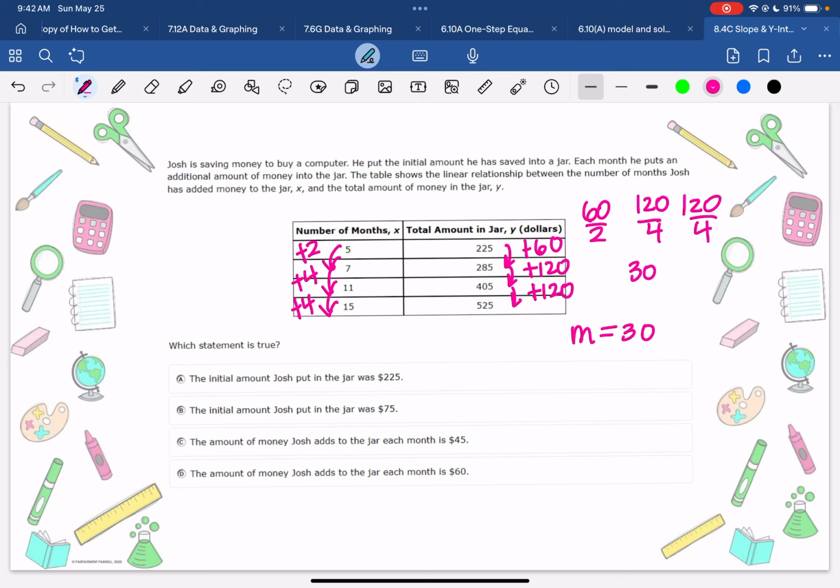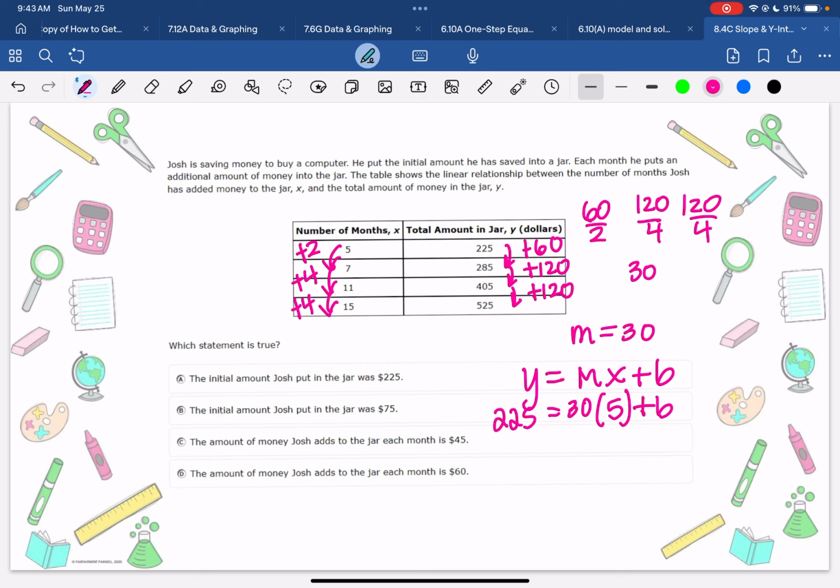Now, I'm going to solve this a little differently for finding the initial value. I'm going to solve it by making a one-step equation, using the slope-intercept form. I'm going to plug in 30 for the slope, which is what I found. I can use any of the x and y values. I'm going to use the smallest because it requires less math, in my opinion. And then the y value, when x is 5, the y is 225.